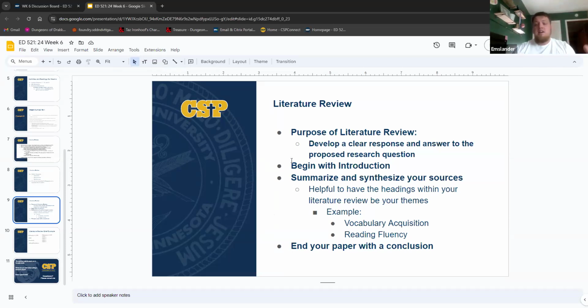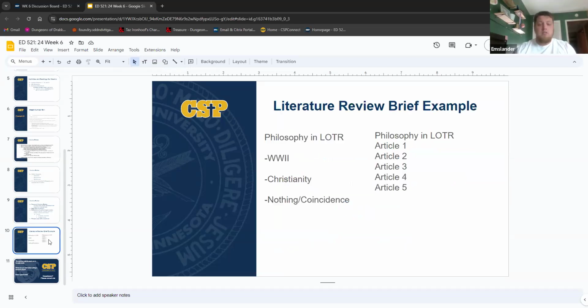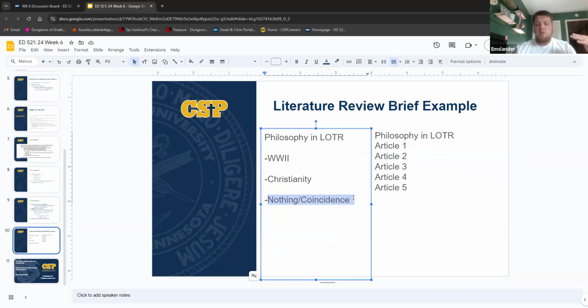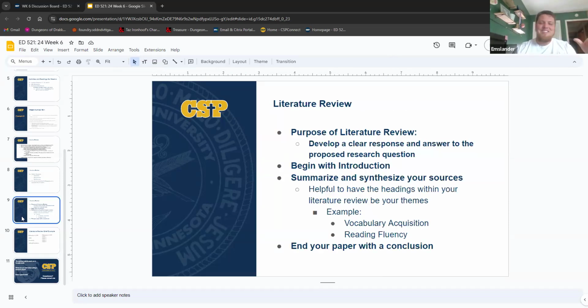Summarize and synthesize your sources. It's helpful to have headings within your literature review and have them be your themes. So if I was writing the philosophy in Lord of the Rings, I would have headings of World War II, Christianity, and nothing / coincidence. I would use a thesaurus and make that better. But those would be my 3 main headings from what I can remember from my undergrad years.